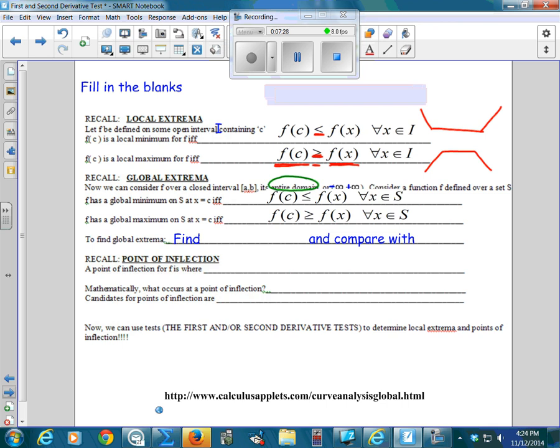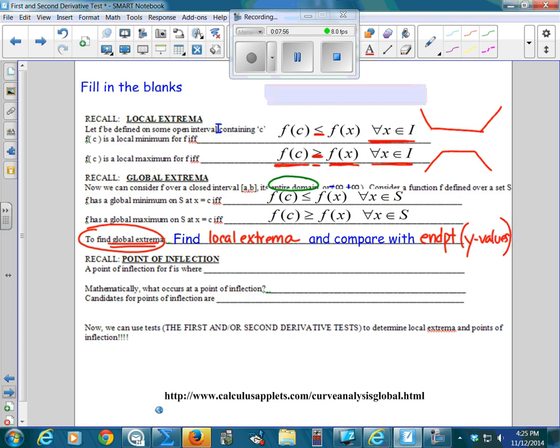A big note: to locate global extrema, we first find local extrema, and since local extrema have to occur over an interval, but globals do not, we compare them with the endpoints. The endpoint y values, right? Because extrema are function values. Okay? The extrema are function values. They are not x values.